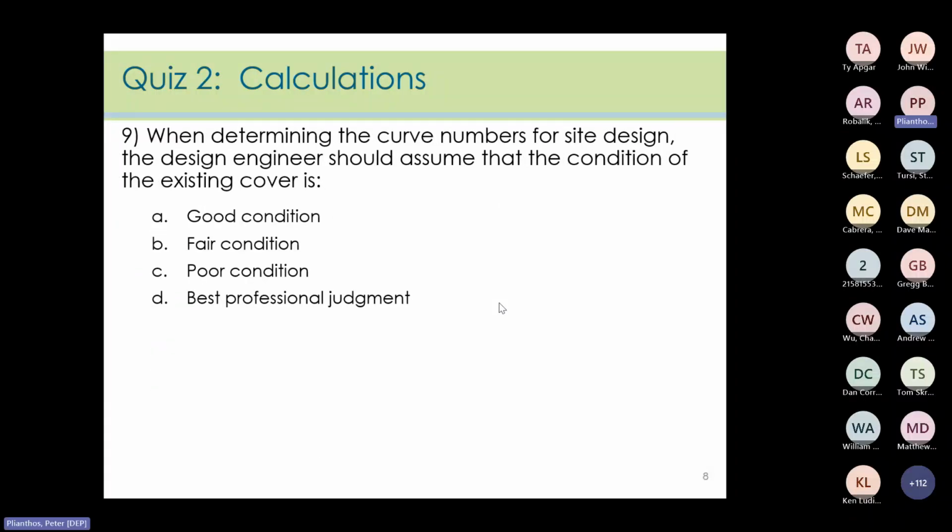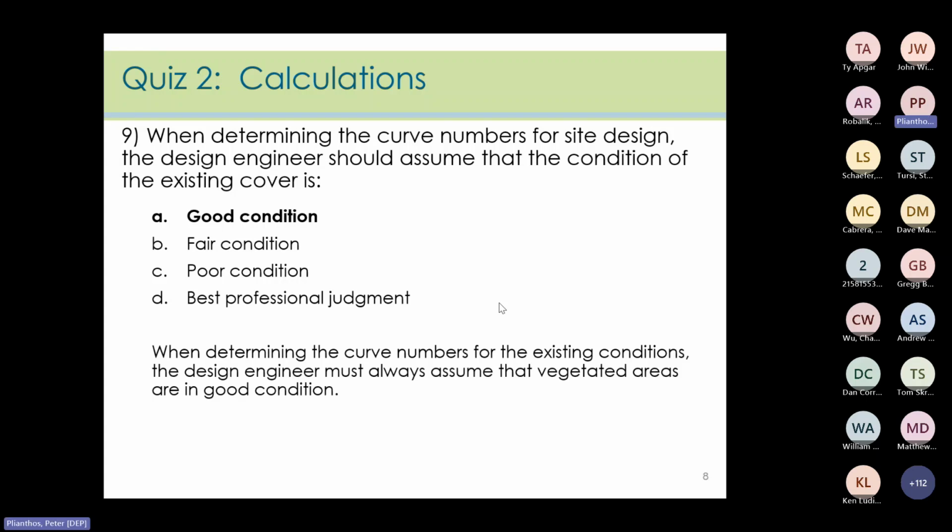Question 9. When determining the curve numbers for site design, the design engineer should assume that the condition of the existing cover is good. Good condition is the correct answer. This is fairly straightforward. Pre-construction condition curve numbers should assume that vegetated areas are in good condition.